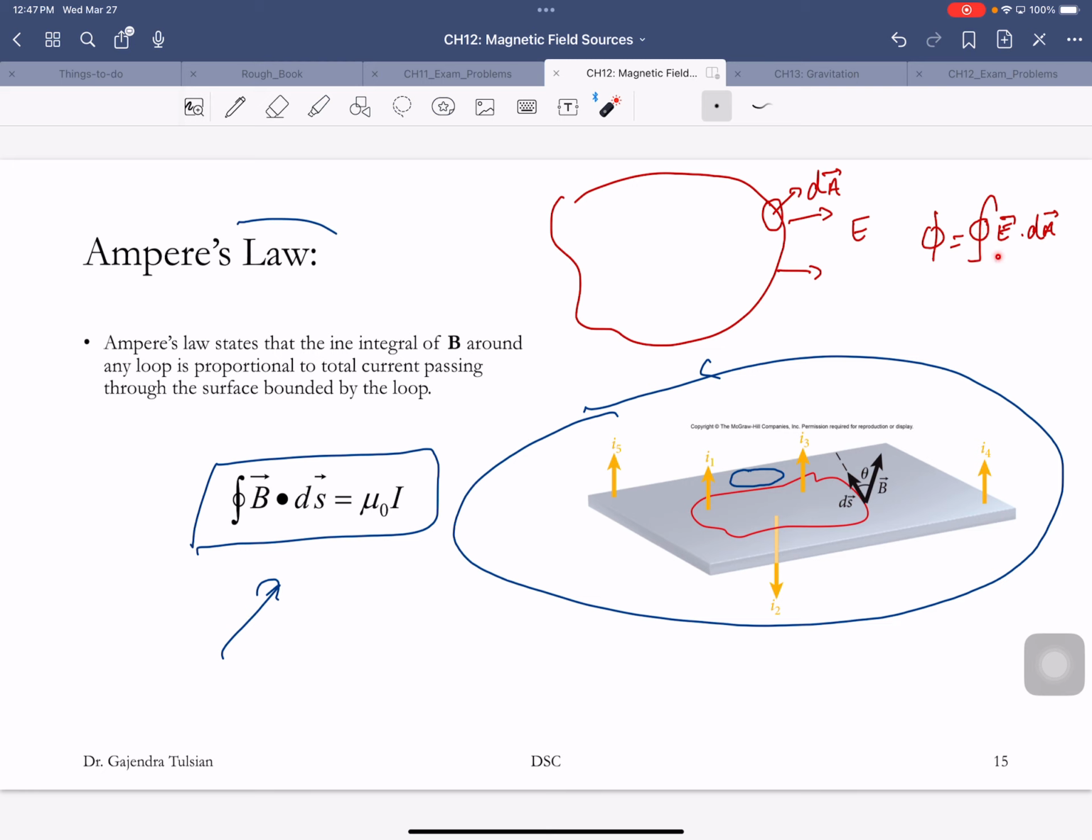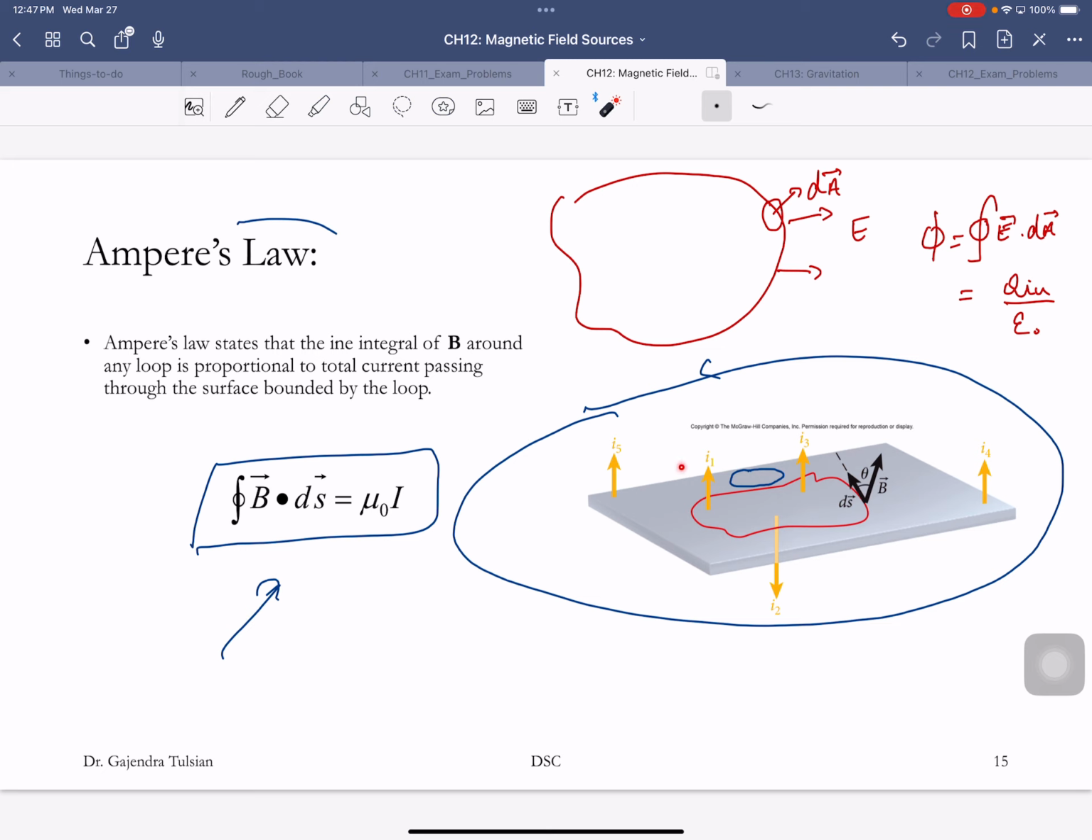Gauss's law said for a closed surface, the surface integral, the flux, is given by the charge inside divided by epsilon naught. The parallel of that is Ampere's law. Here it's a line integral, and this is a surface integral. So the line integral around a closed loop of the magnetic field is equal to mu naught times the current threading that loop. Whatever is the current inside the loop.